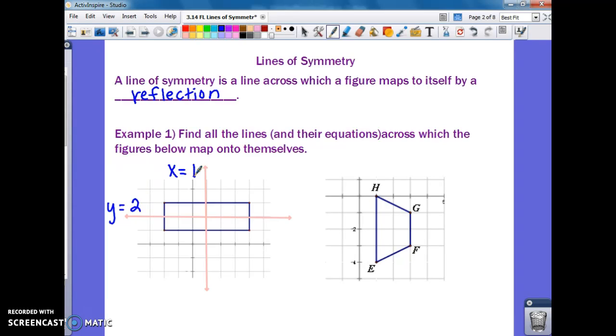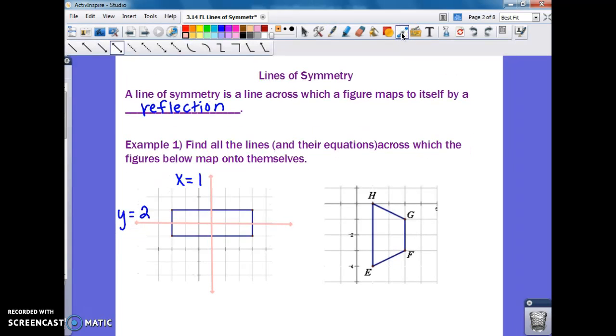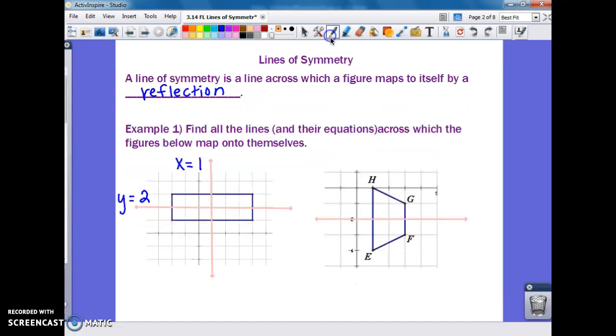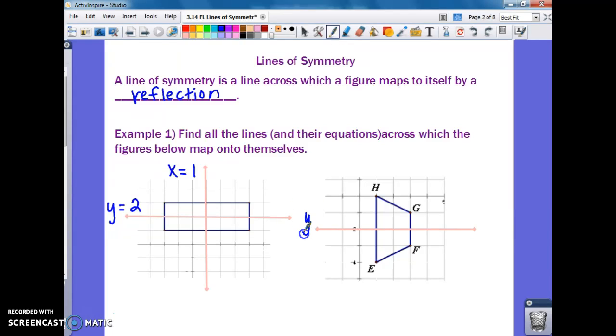Next we have a trapezoid. Now a trapezoid is a little bit different than a rectangle. A trapezoid can only reflect itself one way, which is through the horizontal line of y equals -2.